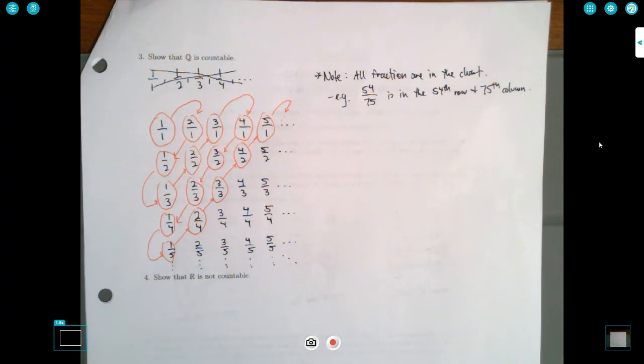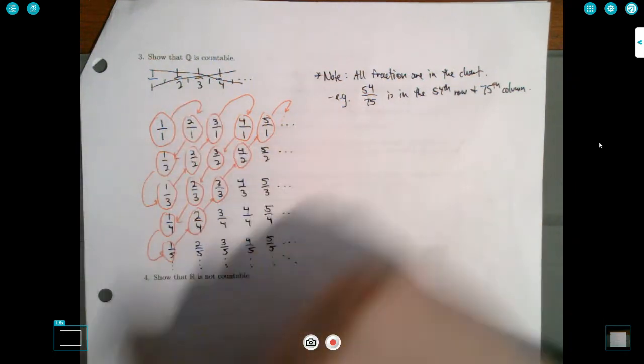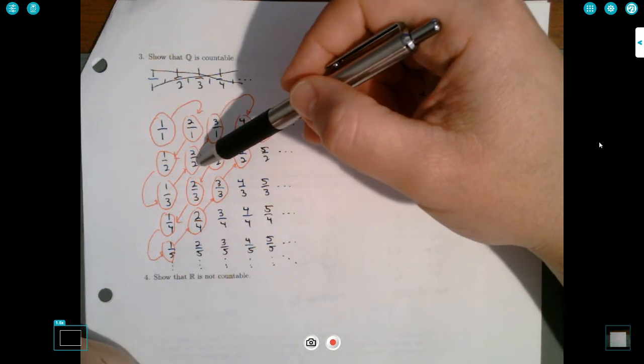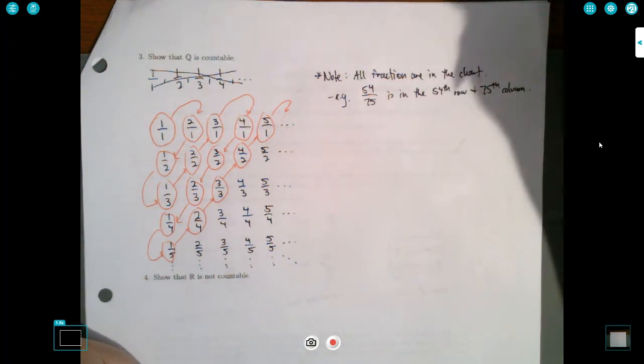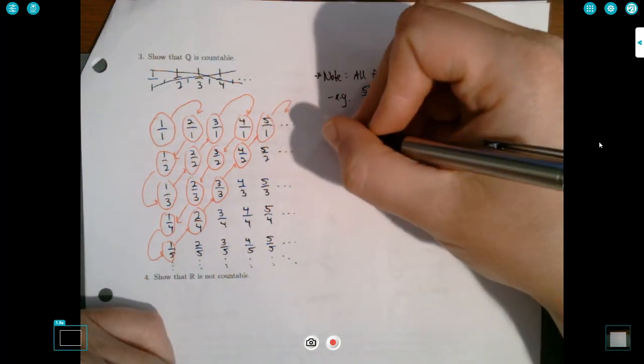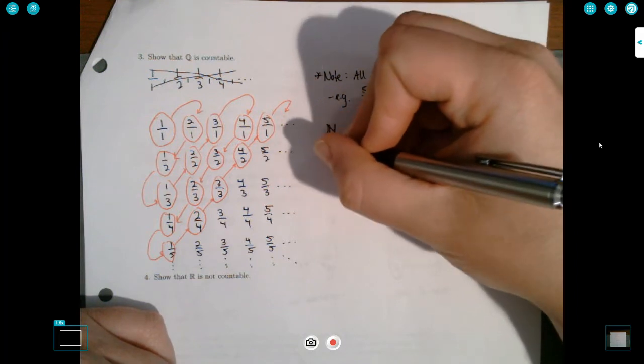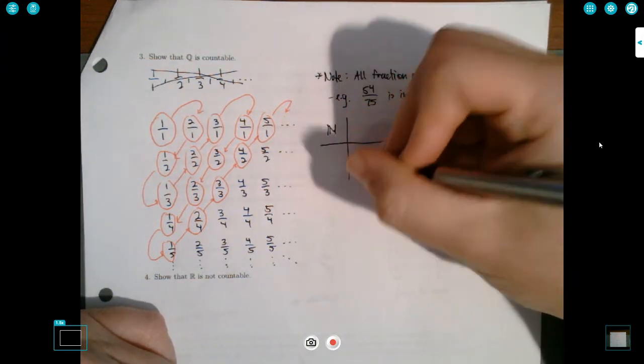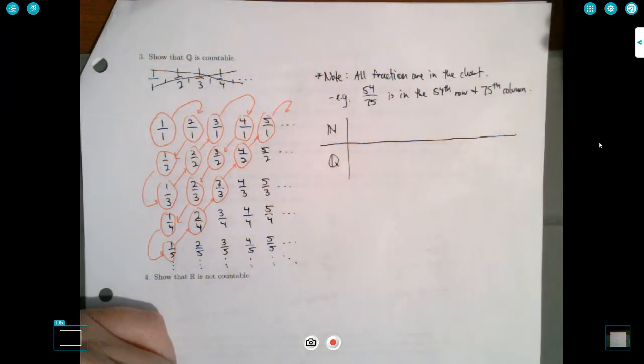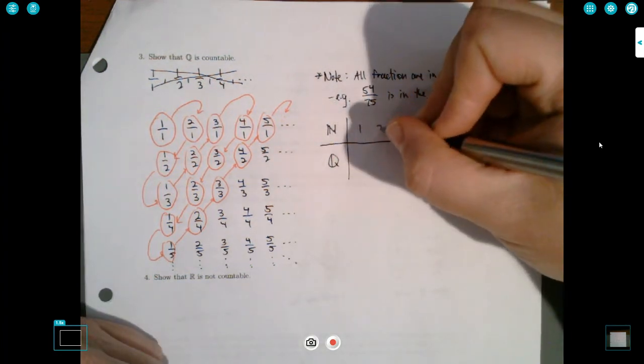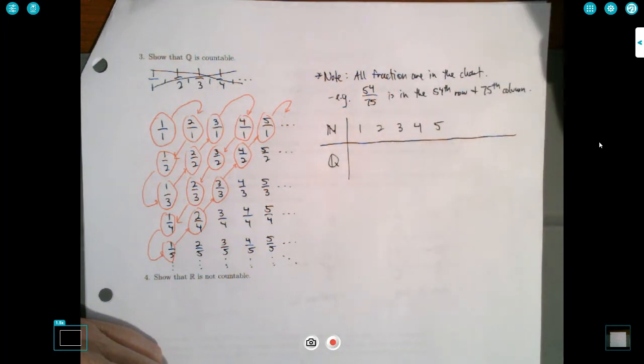Okay? Now, the thing is, though, that in order to put this into a one-to-one correspondence with the natural numbers, we can't have any repeats in our sets, right? And here we have a bunch of repeats, like 2 over 2 is 1. That's the same thing as 1 over 1, right? So when we make our list, here I'm going to put N, and then I'm going to put Q, all right? So N: 1, 2, 3, 4, 5, whatever.